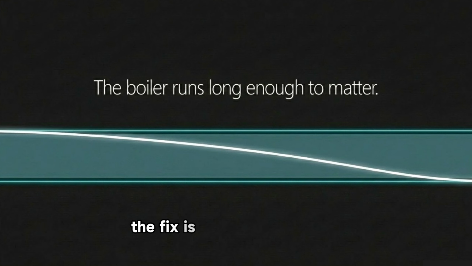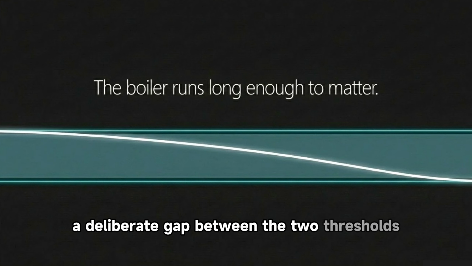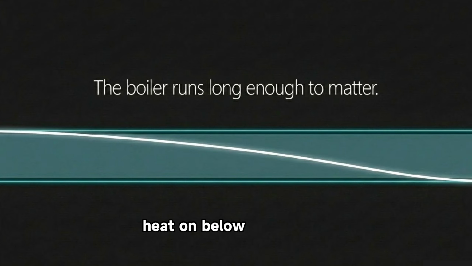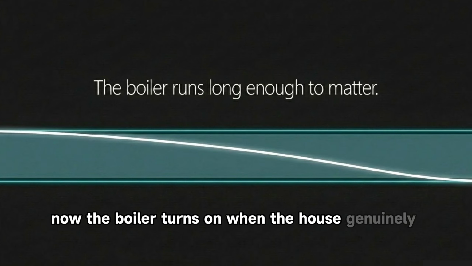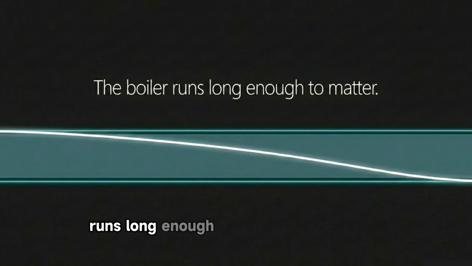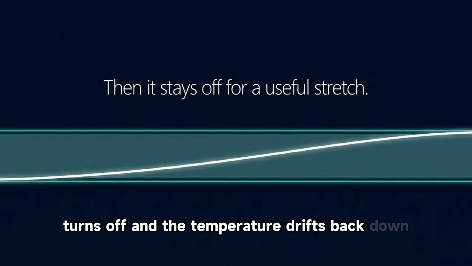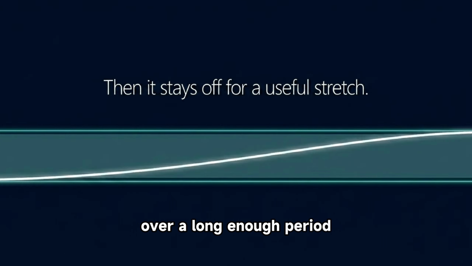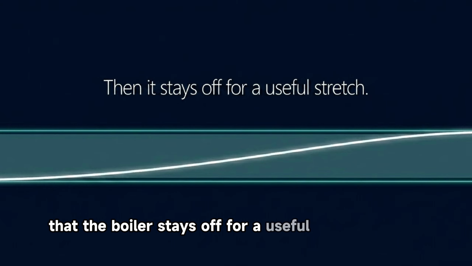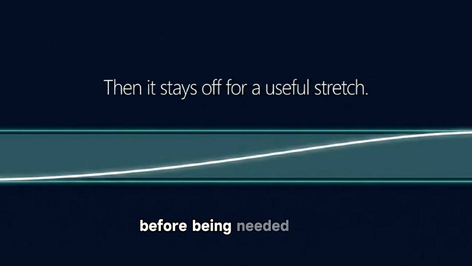The fix is a band of tolerance, a deliberate gap between the two thresholds. Heat on below 18 degrees, heat off above 22 degrees. Now the boiler turns on when the house genuinely cools, runs long enough to do meaningful work, turns off, and the temperature drifts back down over a long enough period that the boiler stays off for a useful stretch of time before being needed again.